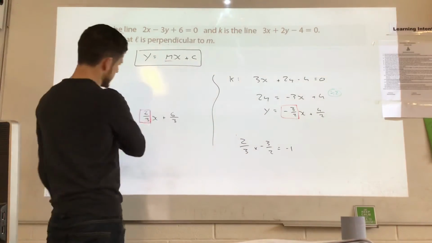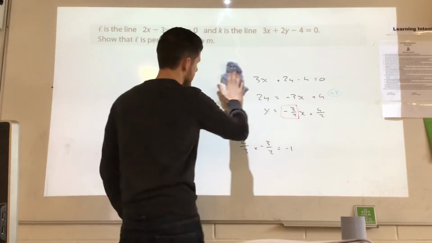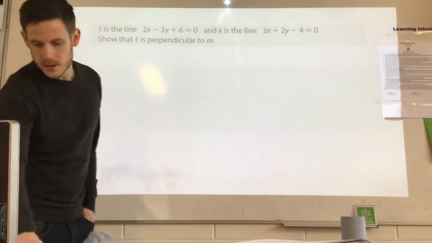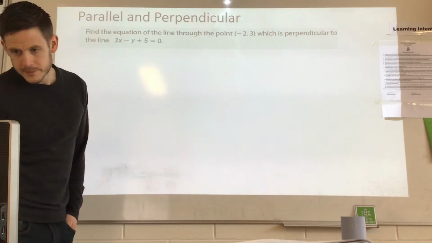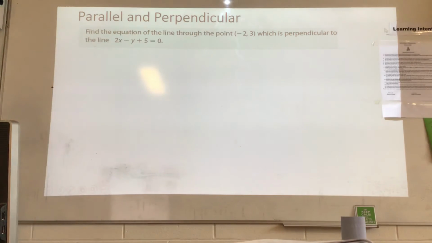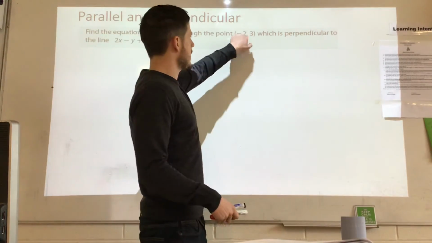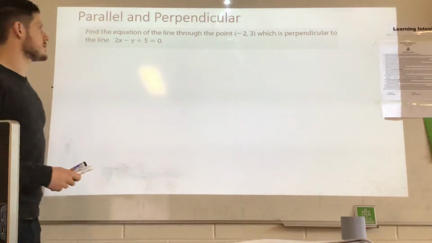Moving on, let's have a little look at something you might find a little bit harder. This one here, again, not massively hard. Find an equation of a line. We have to figure out what the slope is first. Find the equation of a line through the point minus 2 and 3, that's x1, y1, which is perpendicular to 2x minus y plus 5 is equal to 0.